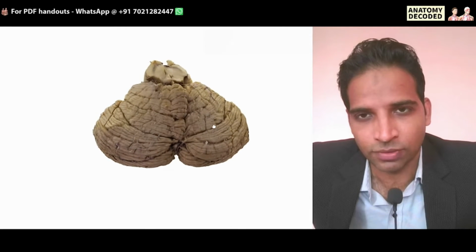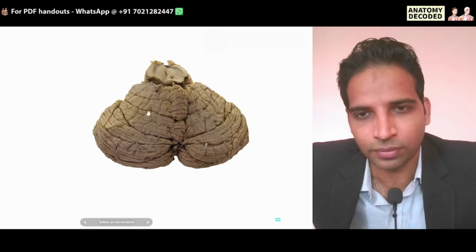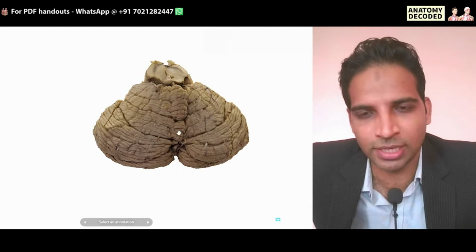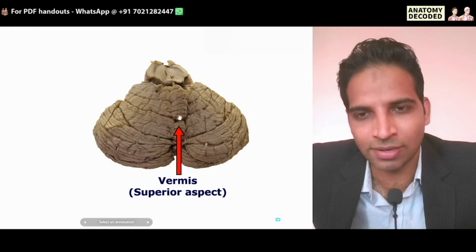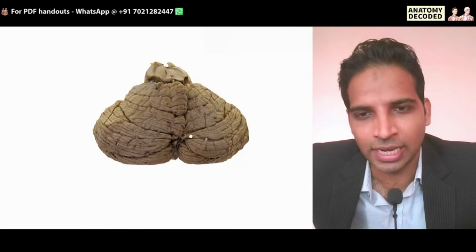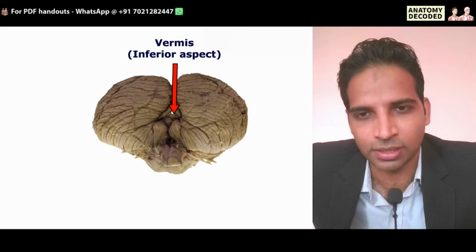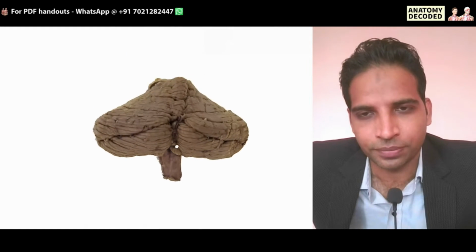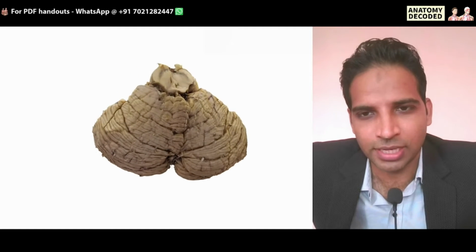Okay. First let us look at the cerebellum, then we'll see the brainstem. The two cerebellar hemispheres are connected by a midline structure called the vermis. Okay. So this is the region of the vermis. So this is referred to as the superior vermis. And when we see on the inferior aspect, this part that we can see, that's the inferior vermis. Okay. Then the different fissures are seen.